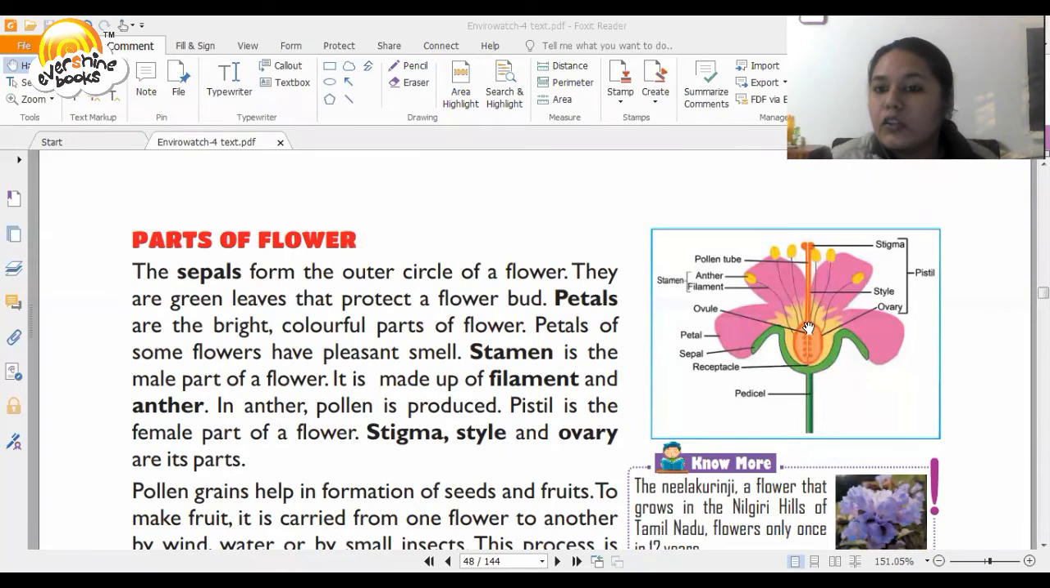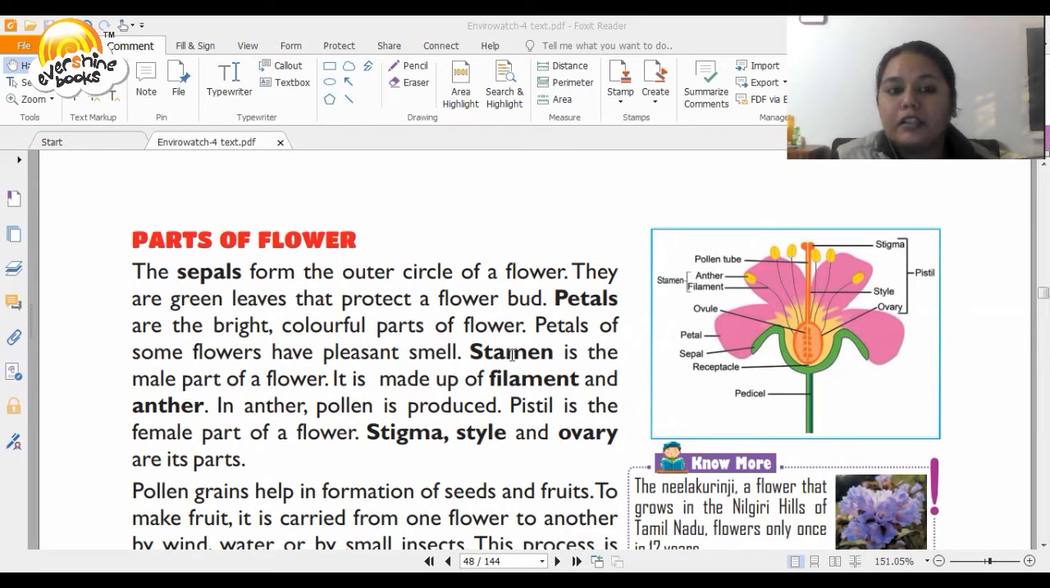The sepals. So you can see where is the sepal here? This. The sepals form the outer circle of the flower. They are green leaves that protect a flower bud. So the function of the sepal is to ensure that the bud of the flower is protected against a lot of things. Petals are the bright, colorful parts of a flower. We all know what petals are. And petals of some flowers have pleasant smell.